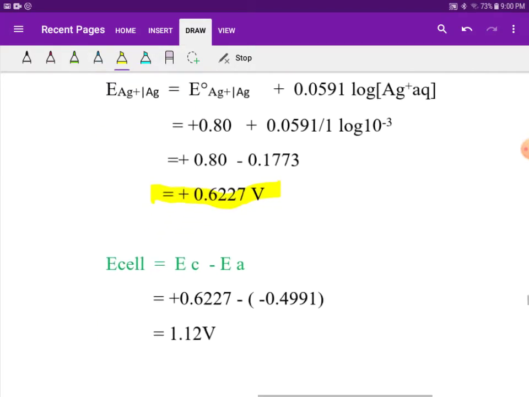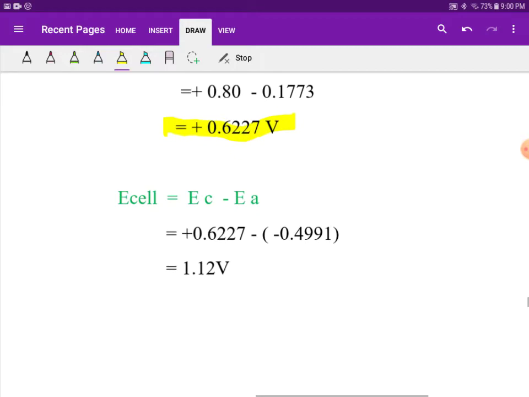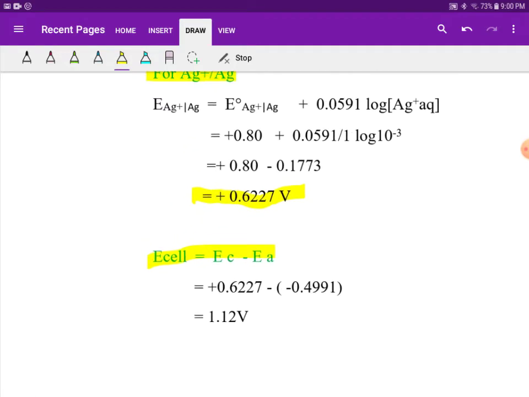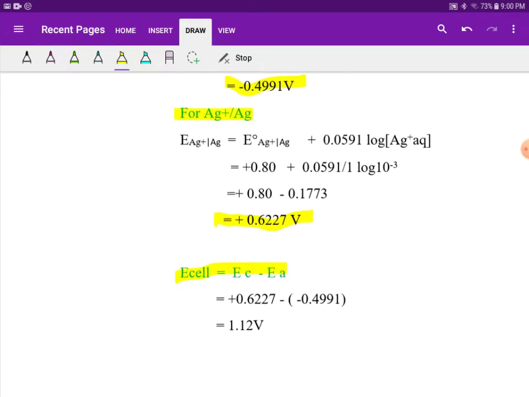Then E cell is equal to E cathode minus E anode, that is equal to plus 0.6227 minus (minus 0.4991). Answer is 1.12 volt. Okay.